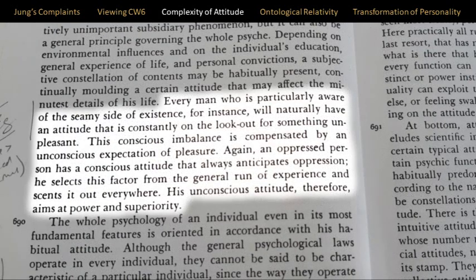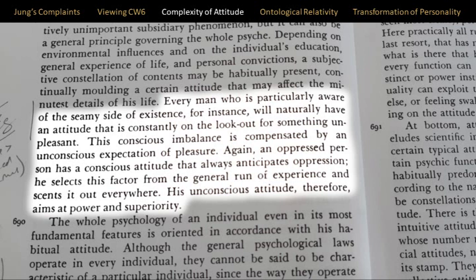And if we go back to his definition of attitude, we find more non-typological examples. He uses 2 examples to show how the conscious attitude is compensated by an unconscious attitude. The first example is unpleasantness. "Every man who is particularly aware of the seamy side of existence, for instance, will naturally have an attitude that is constantly on the lookout for something unpleasant." This conscious imbalance is compensated by an unconscious expectation of pleasure.